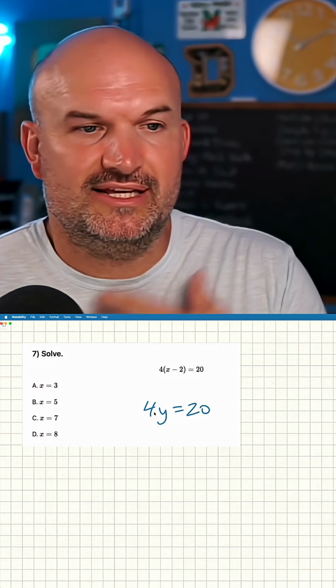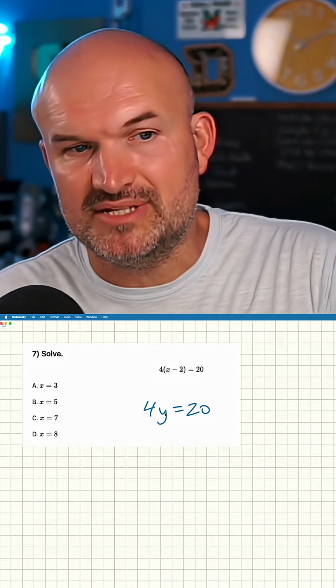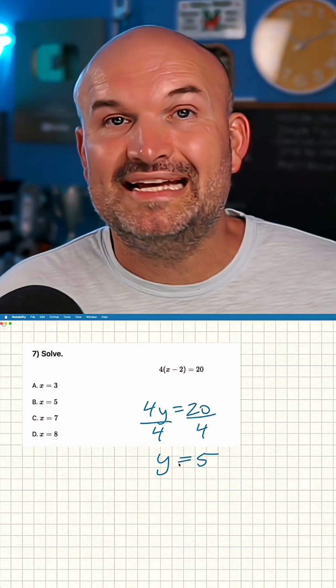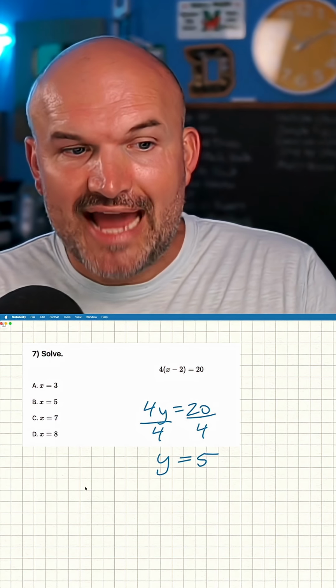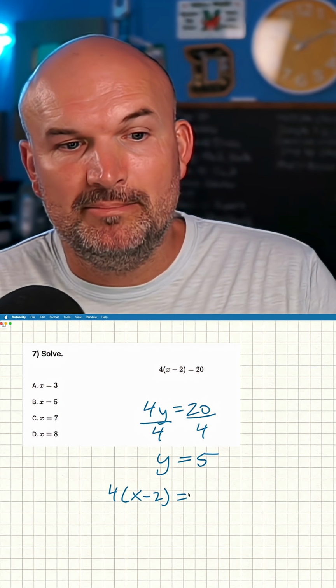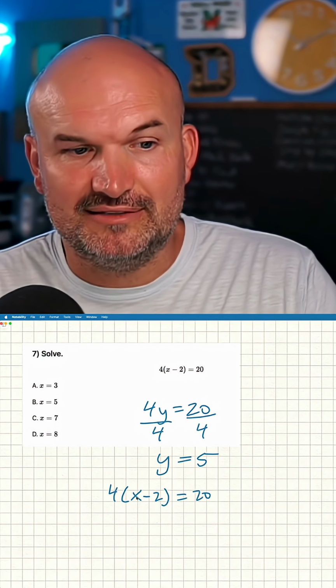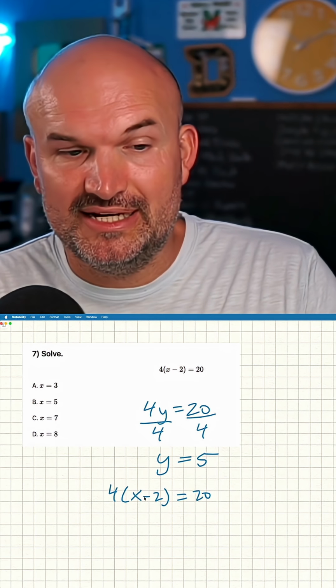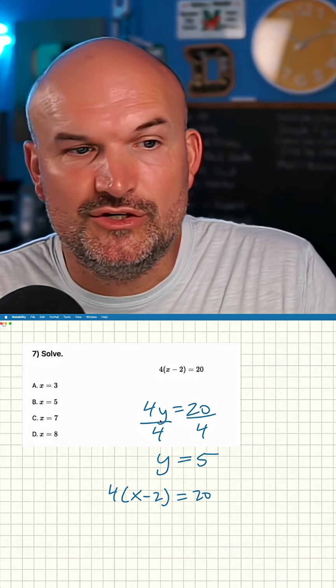If I had 4 times something random, what would I do? Hopefully you recognize that using inverse operations, if I have 4 times something and I want to solve for that something, I'm going to undo the multiplication by dividing on both sides. That's going to be a y is equal to a 5, okay? Now I have this 4 times something, but this something is an x minus 2. But ladies and gentlemen, I want you to still think about this. I still want to figure out what the something is. I don't know if the something is an x minus 2 or a y.